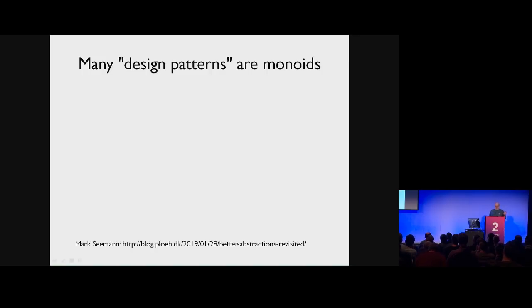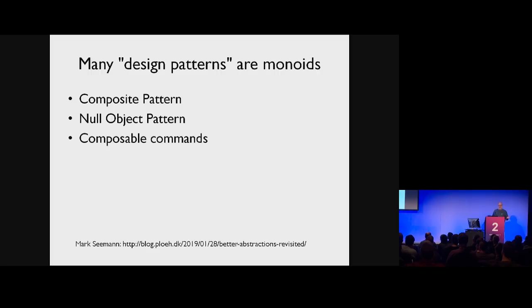Mark Seaman just wrote a blog post the other day about this. Things like the composite pattern is a monoid. The null object pattern is a monoid. Composing commands together to make a new command is a monoid. And if you're into DDD, in the DDD book, it talks about closure of operations, that's the monoid. So it really kind of ruins you, actually.